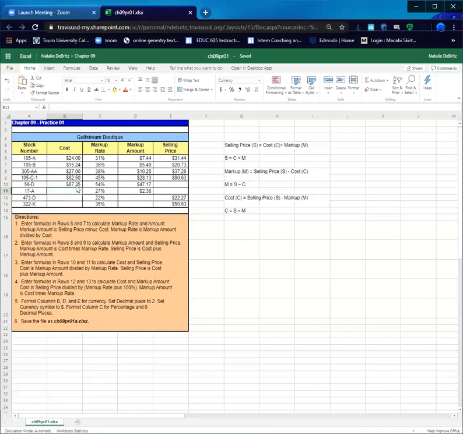So then I'm going to take that and the markup amount, and I'm going to find the selling price. So this is equal to the cost plus the markup amount. Now again, to find the cost, I'm going to divide the markup amount by the markup rate. Then I'm going to find the selling price, which is going to be equal to the cost plus the markup amount.